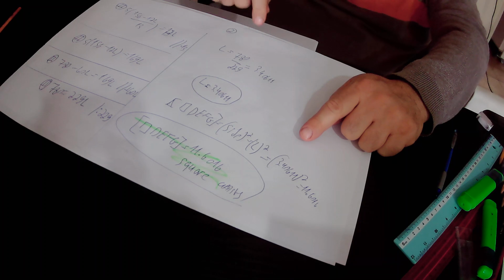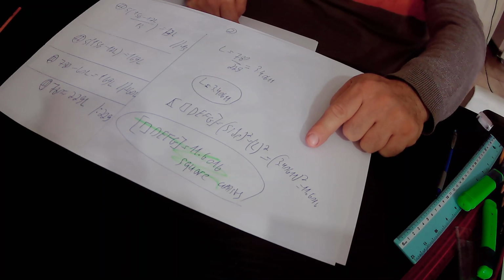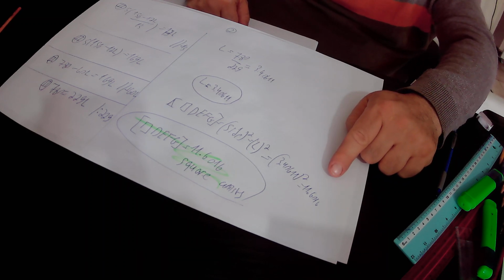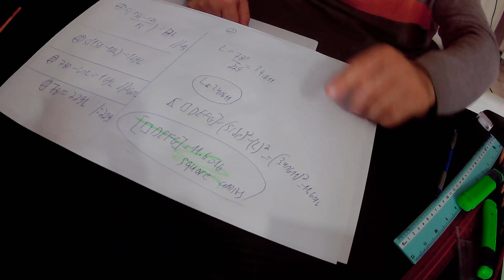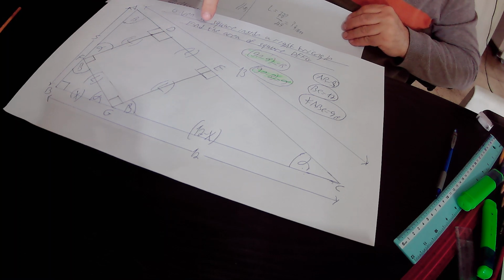And we already found that L equals 3.40011. Therefore, L squared is 3.40011 squared. And 3.40011 squared is 11.6016 square units. In conclusion, the area of this square DEFG is equal to 11.6016 square units.